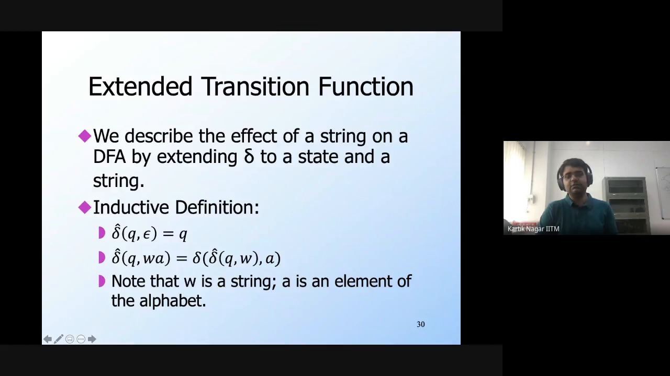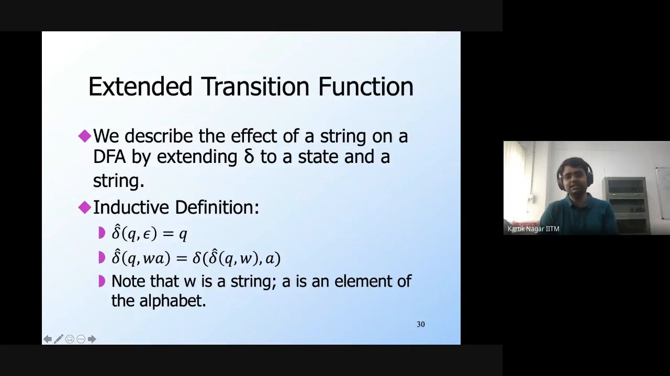where WA is some string, where W is a string and A is an element of the input alphabet. So if you're given some string whose length is greater than or equal to 1, we have divided it into a prefix and a suffix, where the prefix is W and the suffix just consists of the single symbol of the input alphabet, which is A. Okay. So delta hat of Q comma WA is defined recursively. It's defined as delta of delta hat of Q comma W, comma A.